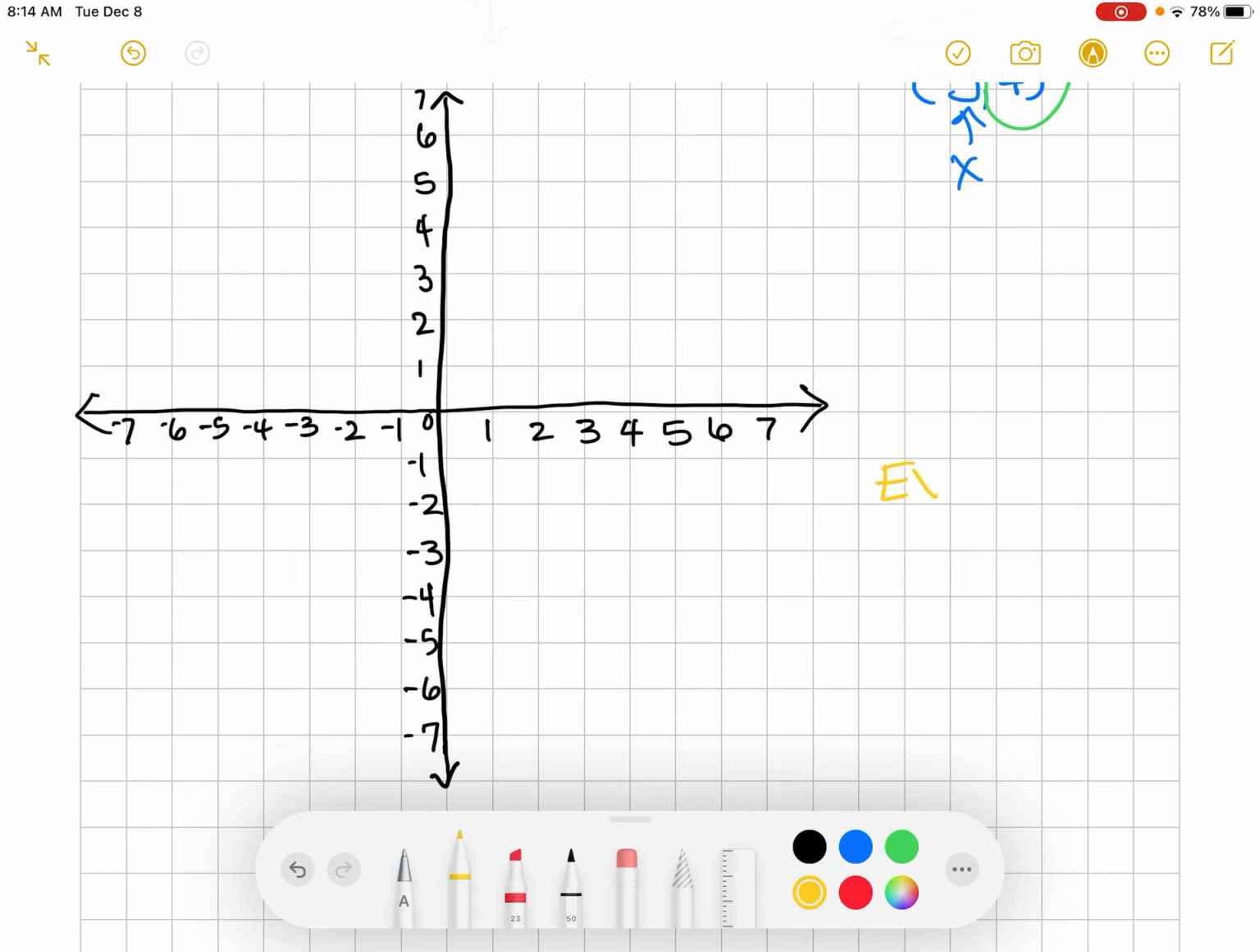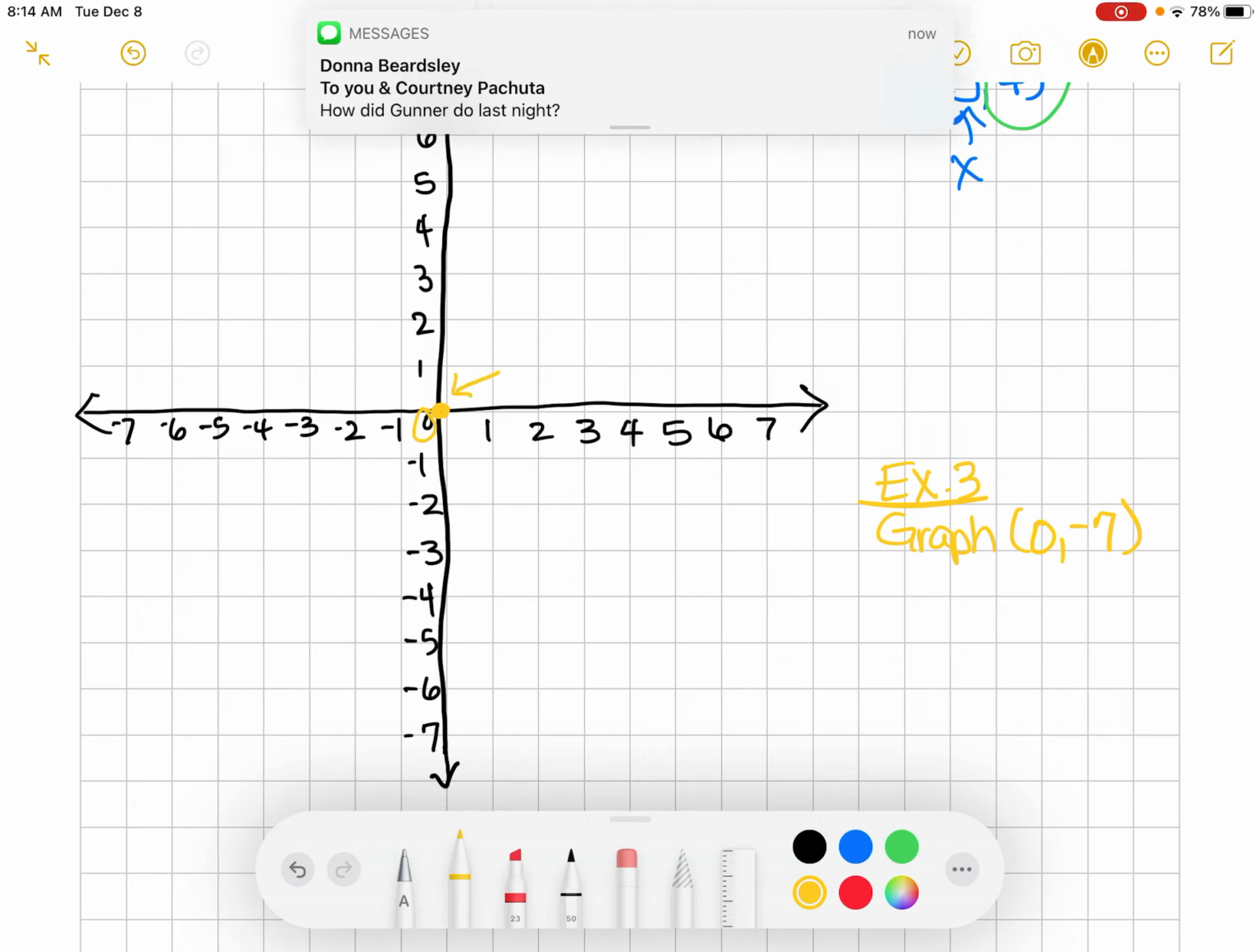This is example 3. I want to graph 0, -7. Okay, so this one I have a 0 on there. So you can see the 0 right here. This spot right here is actually 0, 0. Okay, but we're not doing that one right now. You could write that down if you want to remember. We are doing 0 is the x and the y is -7.